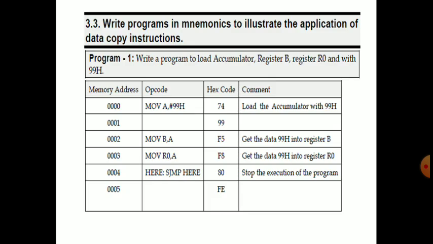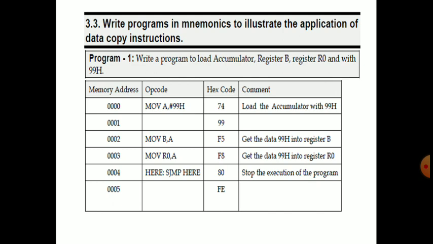So with this we completed the data transfer type of instructions, and the other types remain, and we will see them in the coming lesson. Now write a program in mnemonics to illustrate the applications of these data copy instructions. Till now we have discussed around 27 to 28 data transfer instructions. When we use them in a program, then we can understand them. We will get practice, right?